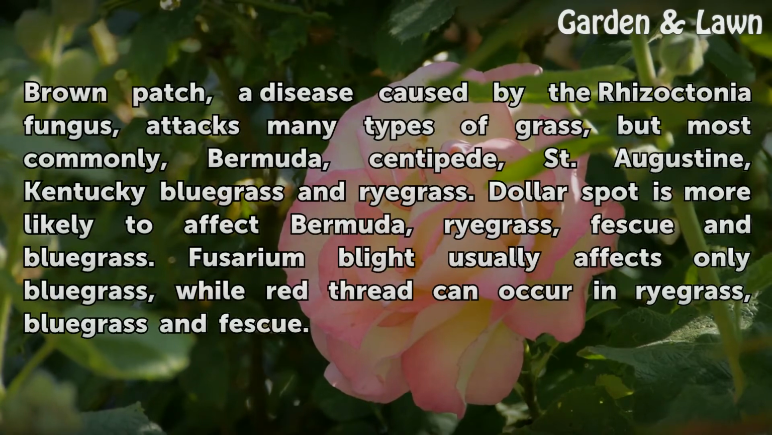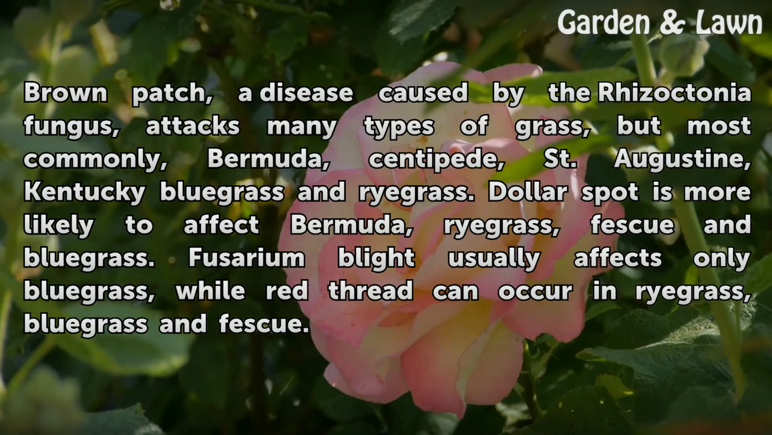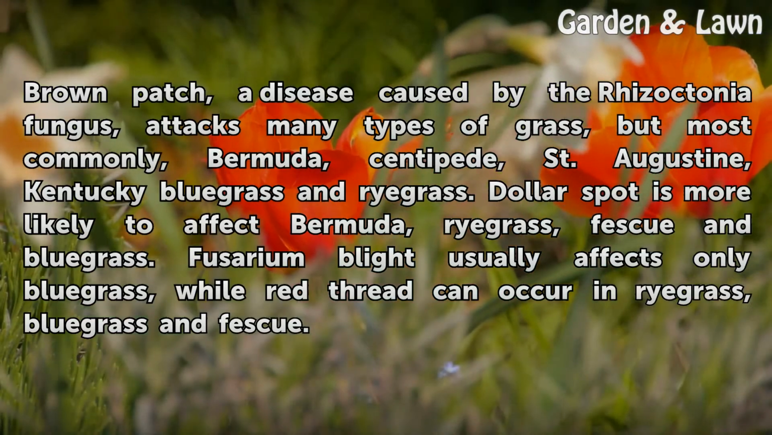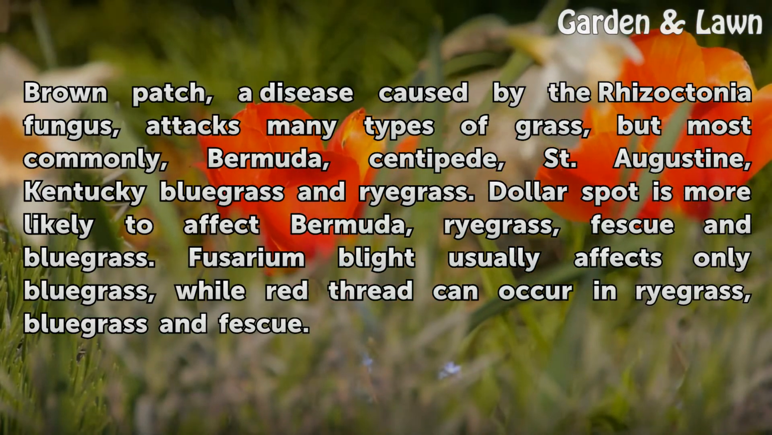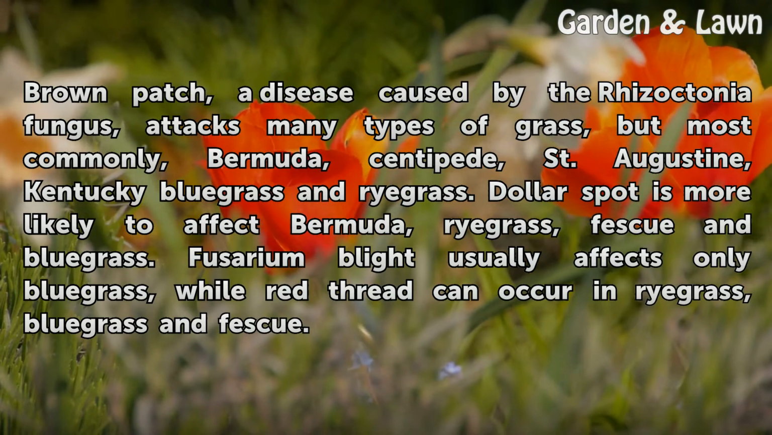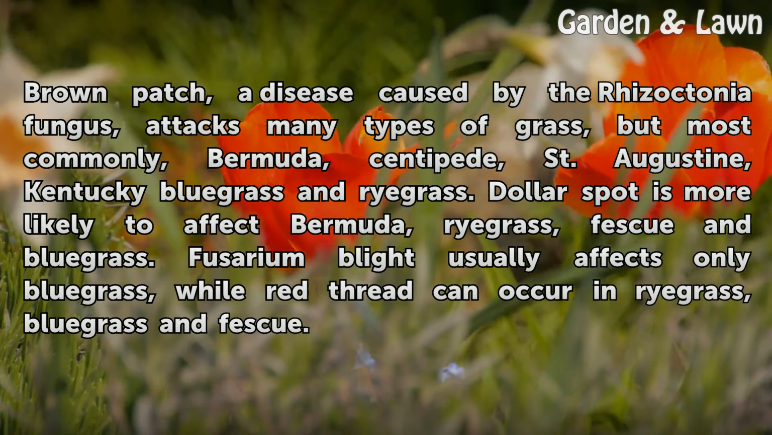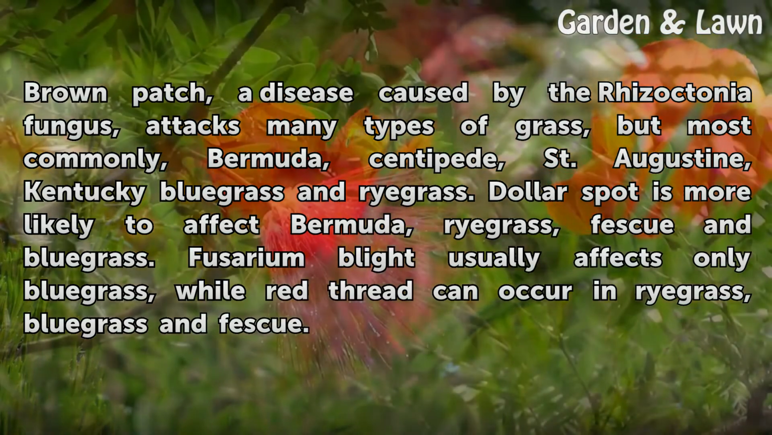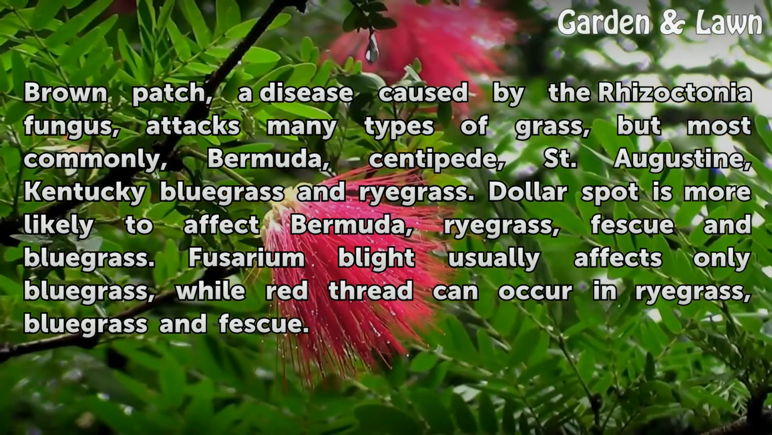Brown patch, a disease caused by the Rhizoctonia fungus, attacks many types of grass, but most commonly Bermuda, centipede, St. Augustine, Kentucky bluegrass, and ryegrass. Dollar spot is more likely to affect Bermuda, ryegrass, fescue, and bluegrass. Fusarium blight usually affects only bluegrass, while red thread can occur in ryegrass, bluegrass, and fescue.